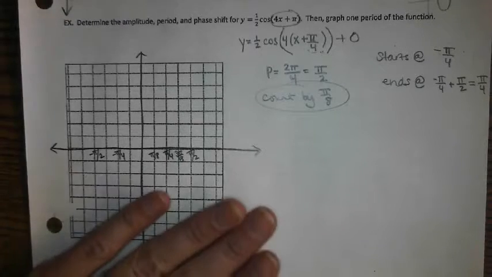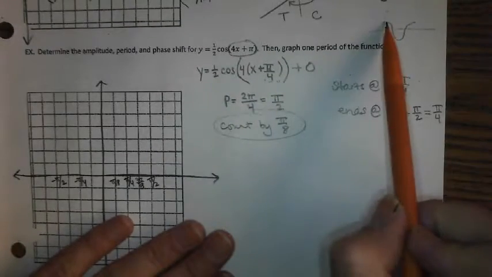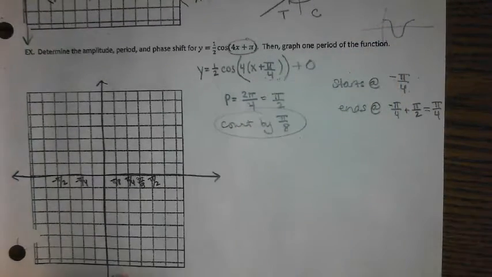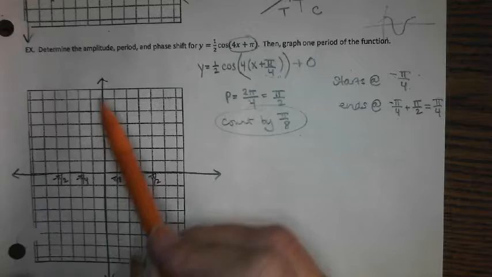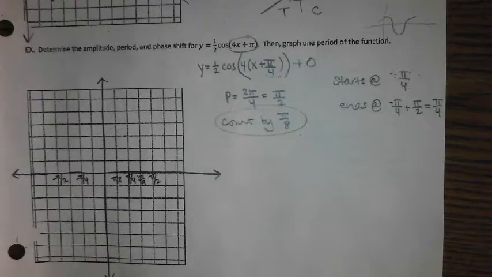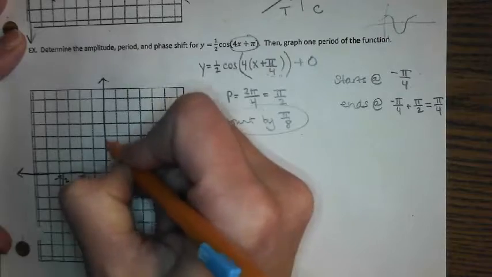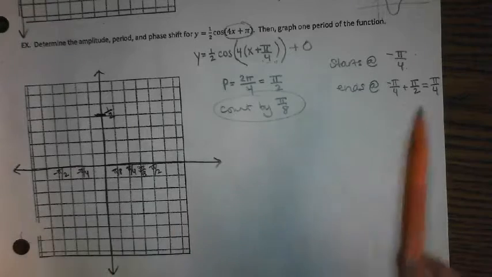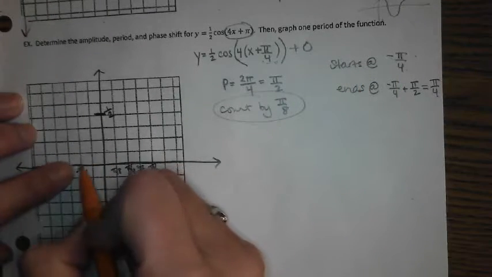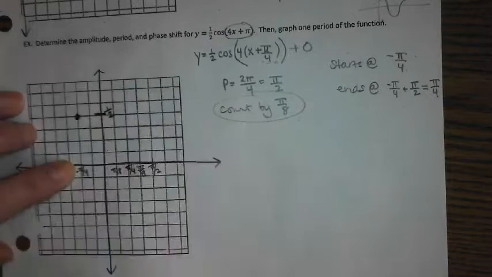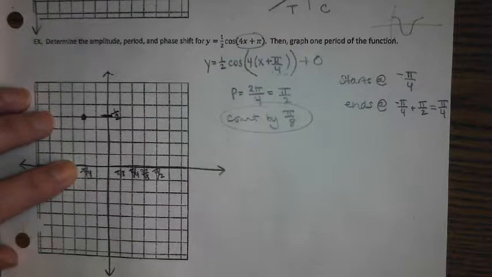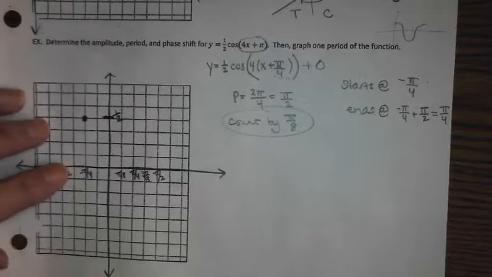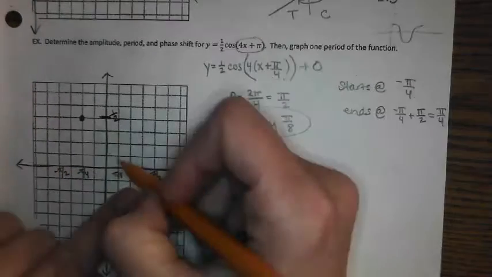So our cosine parent graph starts at a maximum. What is our maximum value here? 1/2. Now, I'm not about to cram this in, so I'm going to scale my y-axis accordingly so I can use the space. I'm just going to label this 1/2. And therefore I'm starting at negative pi over 4, comma, 1/2, and I'm ending at positive pi over 4, 1/2. There's the start and end of my cycle.